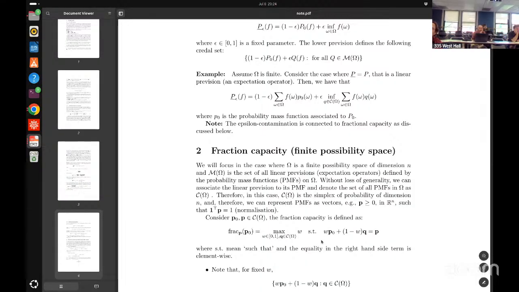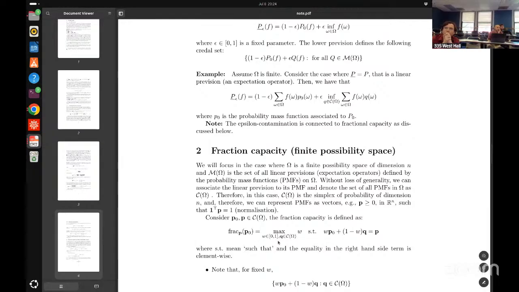So the fractional capacity is defined as the sup. Since we are in the finite case, just a max over this, call it the weight W instead of P. And this I want to be the fractional capacity of P0 with respect to P. So that's a single point for the moment, and then the extension to the convex hull is easier after.